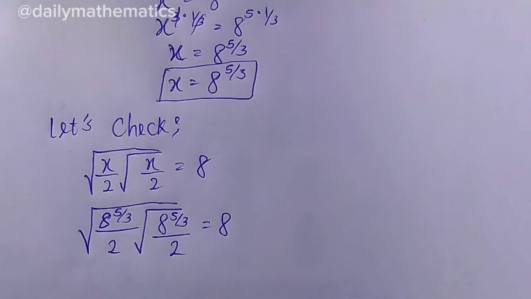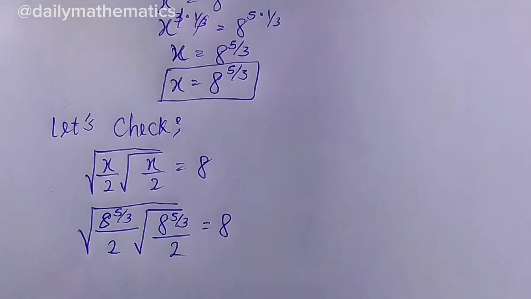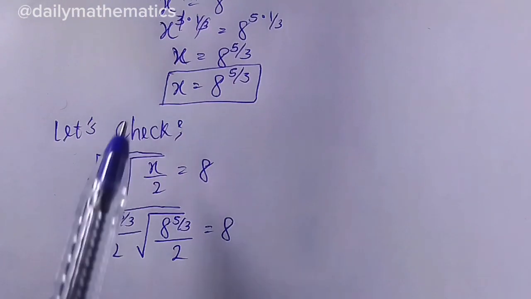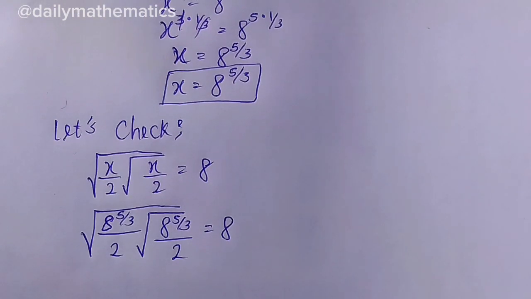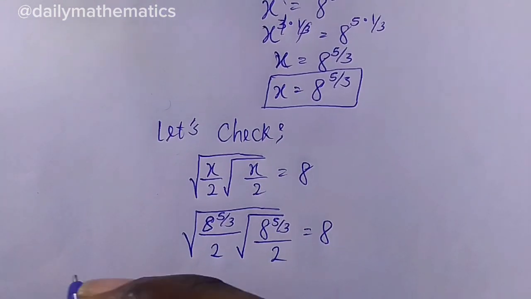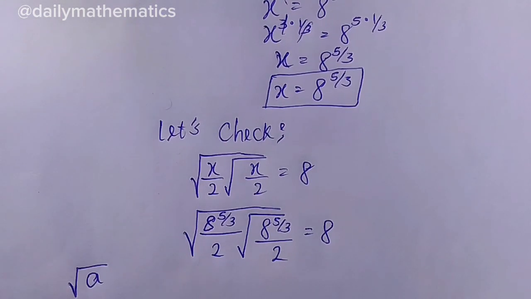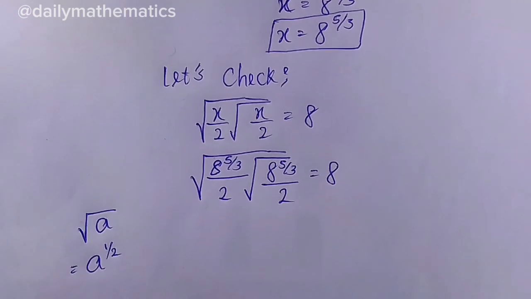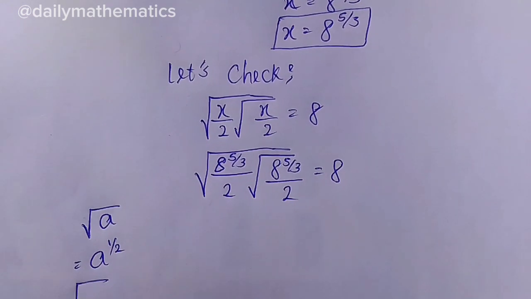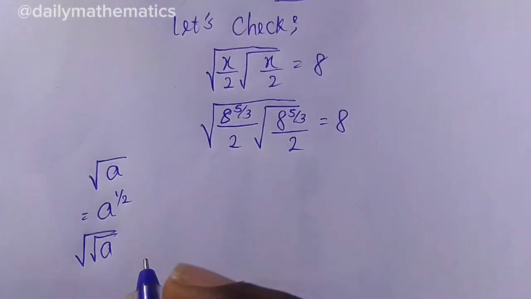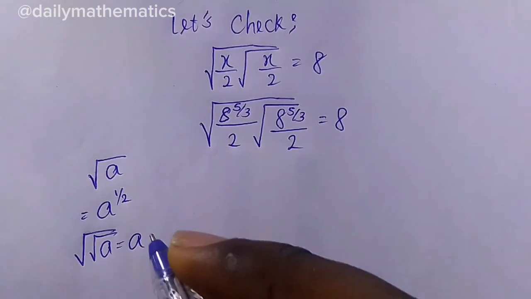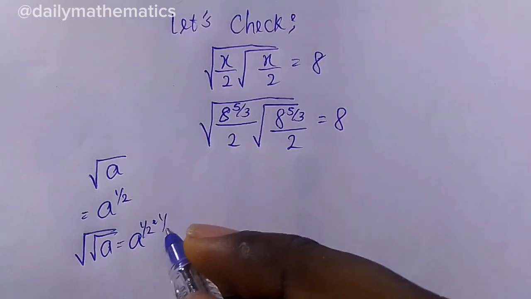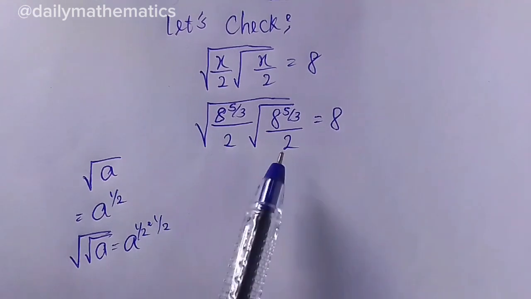All right, so what are we going to do now? Now we have another method for this. We can use the method that we used in the beginning to check our answer if it's correct, or we can use the second method that we have. And what's the second method? Now remember that when we have root a, it's the same as a raised to the power of 1 over 2. So when we have root of root a, it is equal to a raised to the power of 1 over 2 times 1 over 2. All right, so we're going to use it for this.